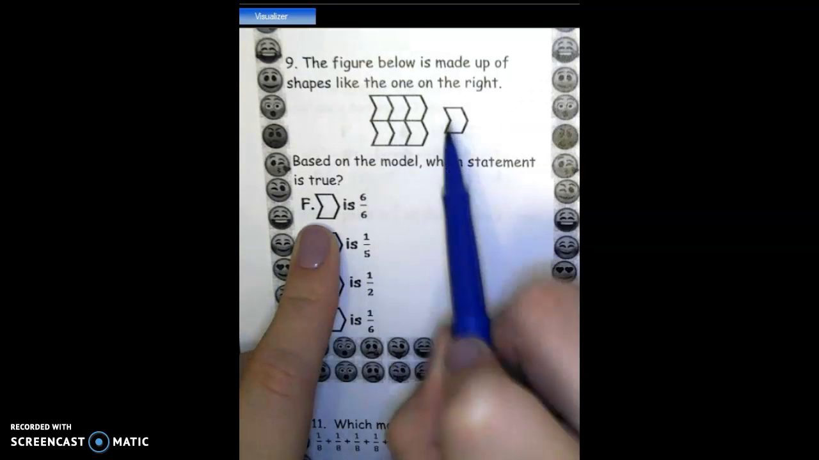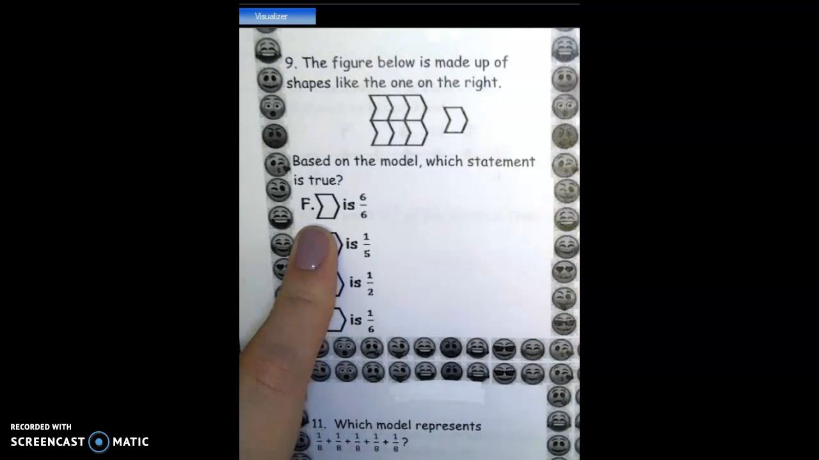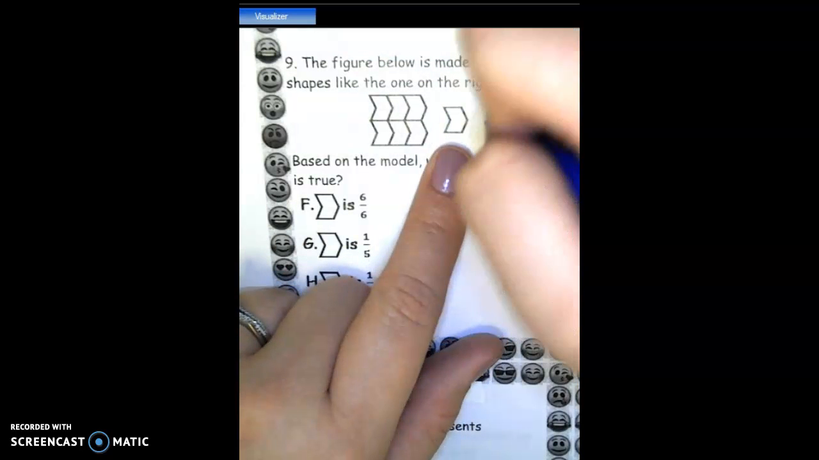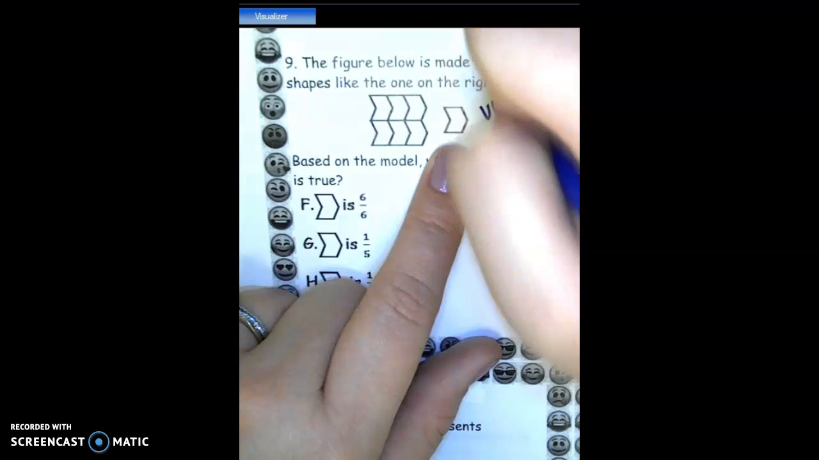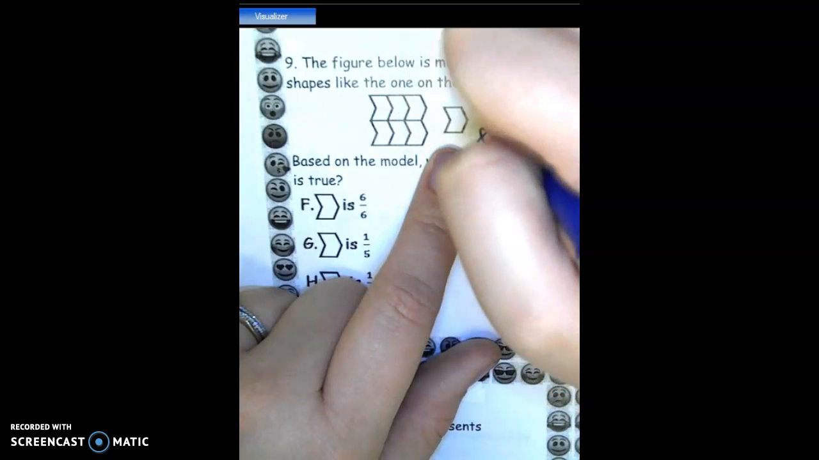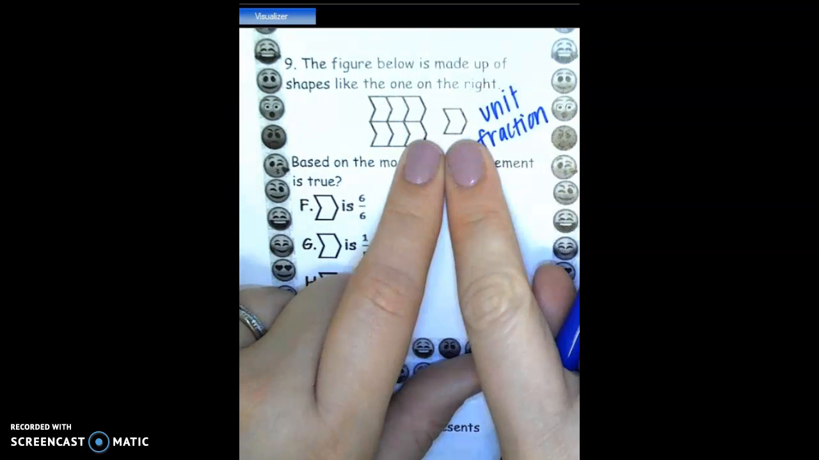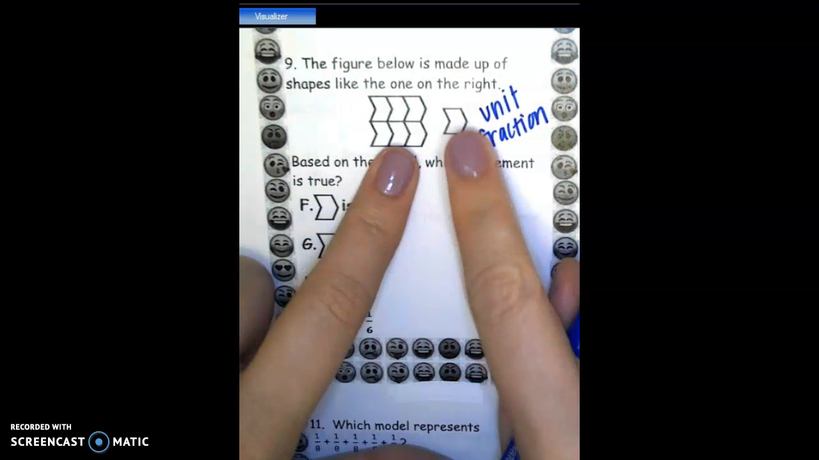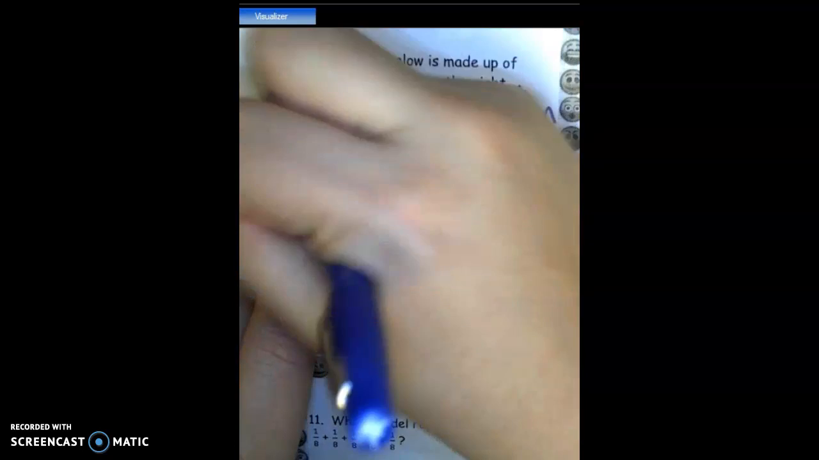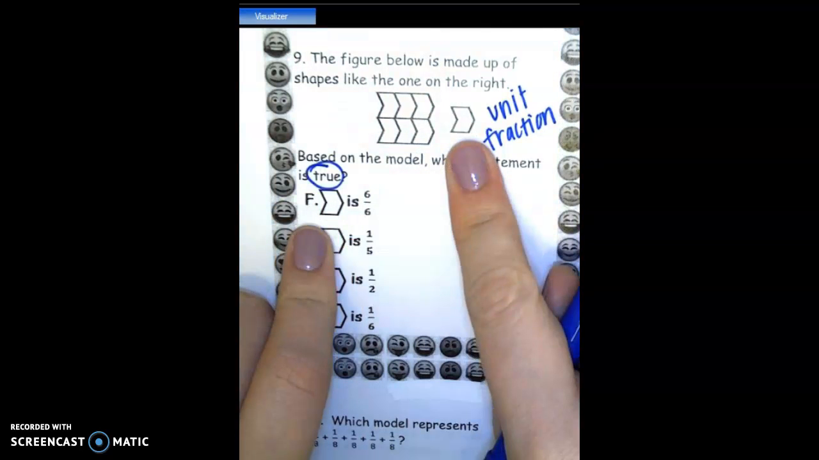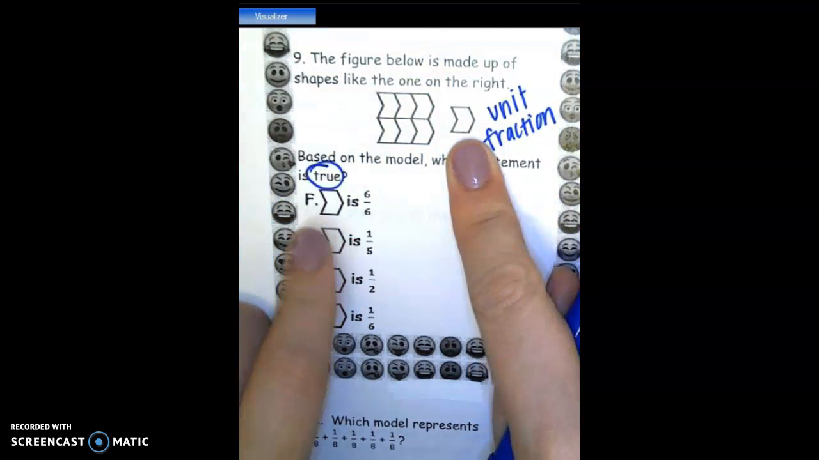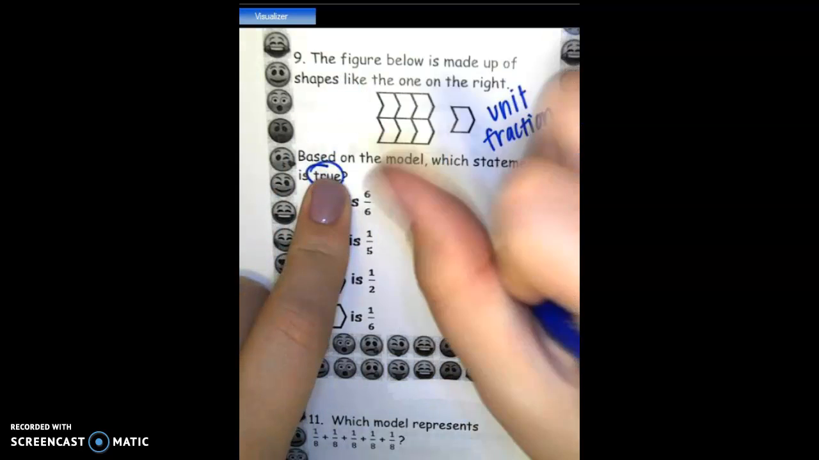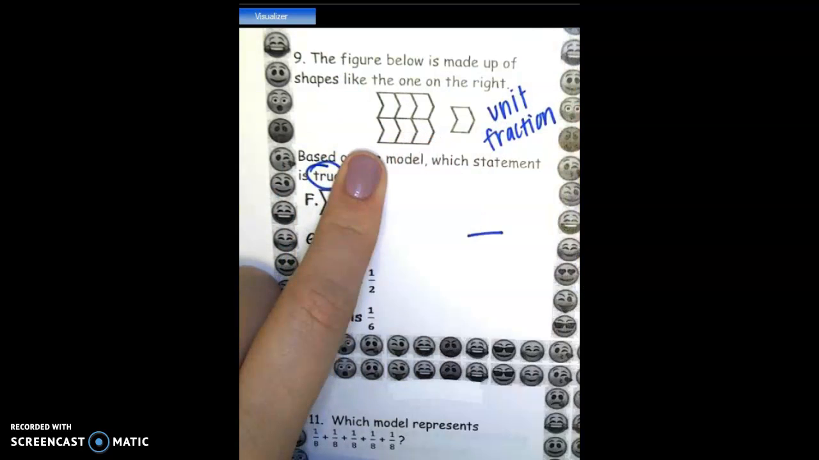So one of these pieces, they're wanting you to find how much is one of these pieces worth? That is your unit fraction. Okay? It wants to know one of these pieces, and I can see that because of my answer choices. So one of these pieces, which statement is true? One piece, well, in order to do this, I need to figure out what my denominator is first.